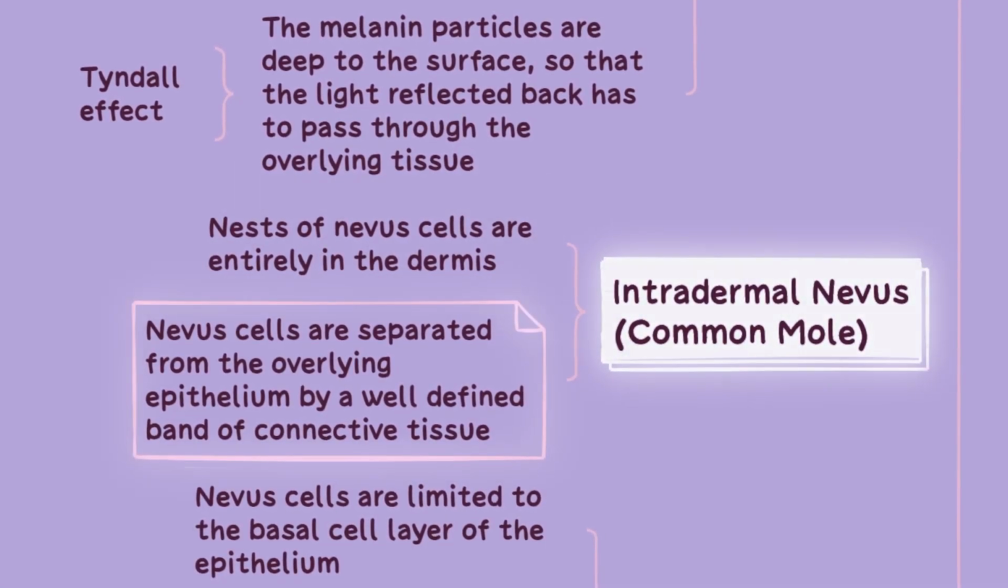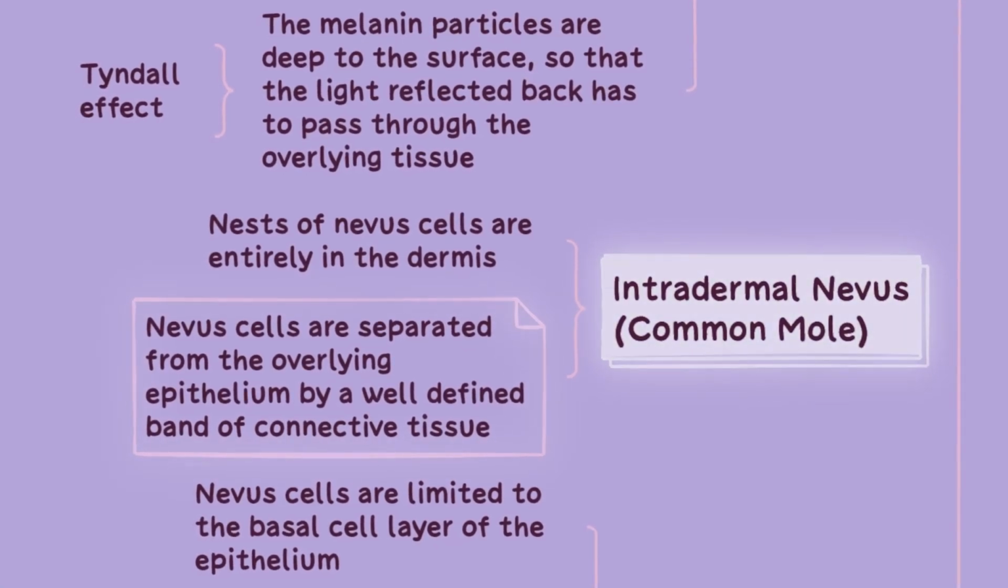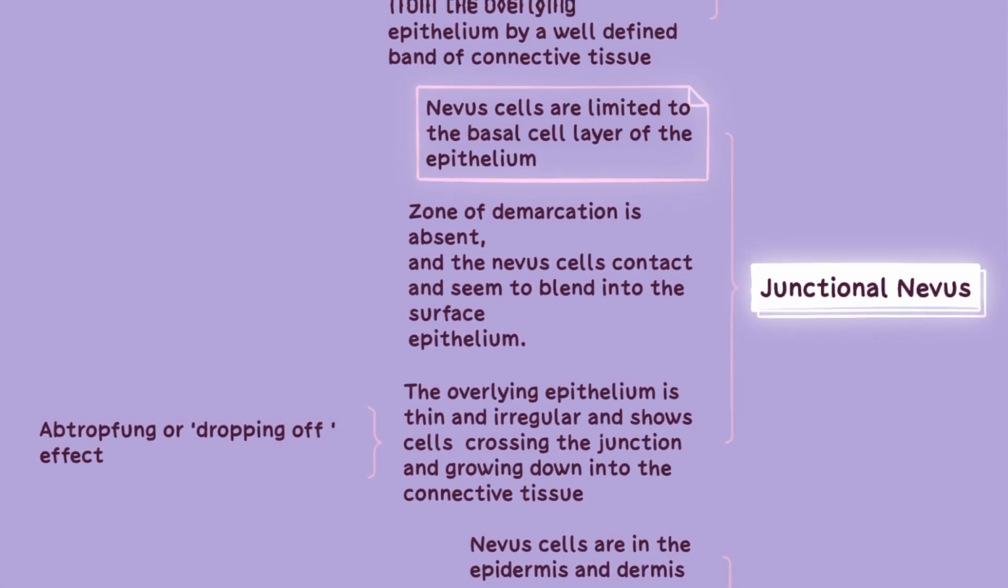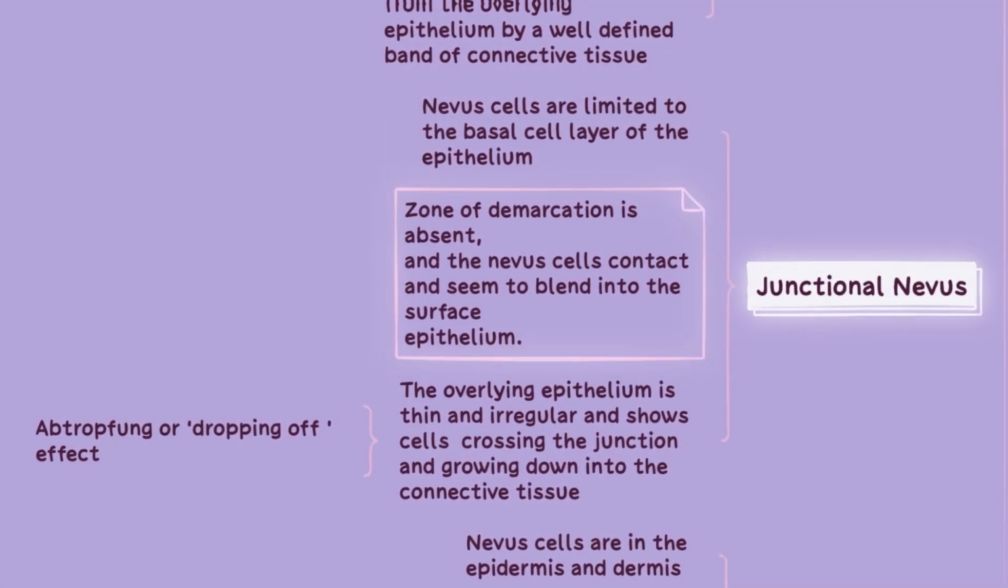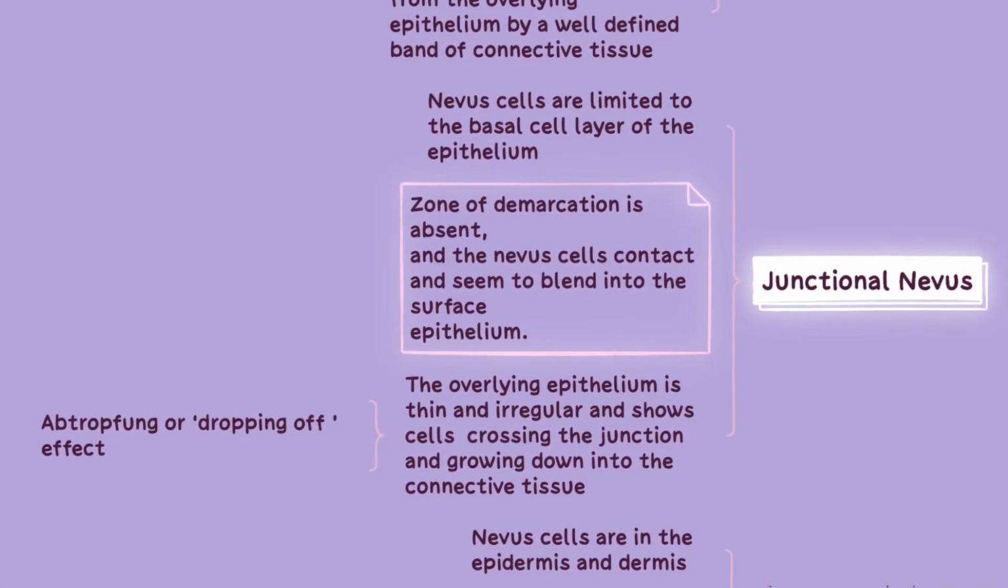The nevus cells are separated from the overlying epithelium by a well-defined band of connective tissue. The junctional nevus is another type of nevus and is limited to the basal layer of the epithelium. There is no zone of demarcation, and the nevus cells contact and blend into the surface epithelium.